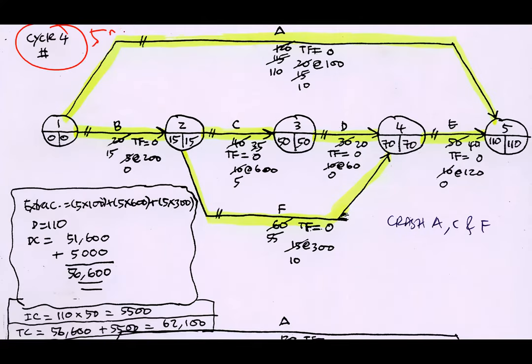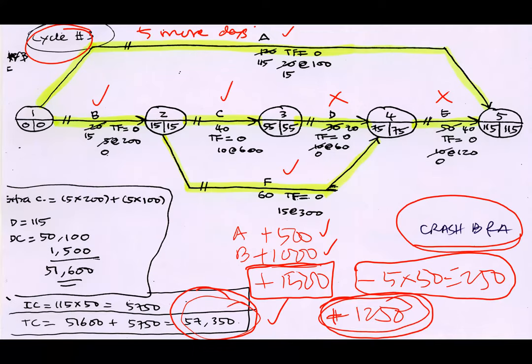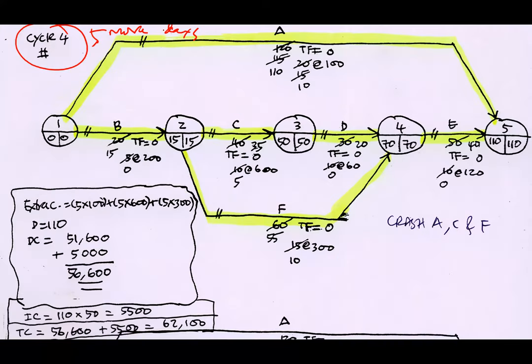5 more days. You can straight away reduce by 10 days from cycle number two into cycle number three, but I'm just showing you step by step, not necessarily like this. Okay, this is just straightforward. Because the activities are not so many, we can see clearly which one is affected. So D, E and B cannot be reduced anymore. So what's left is basically A, C, F. So if you want to reduce 5 more days, it looks like all the activities you need to reduce.